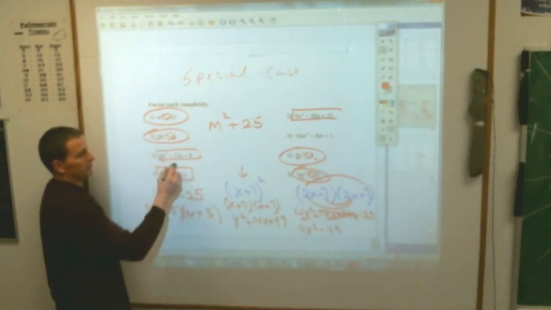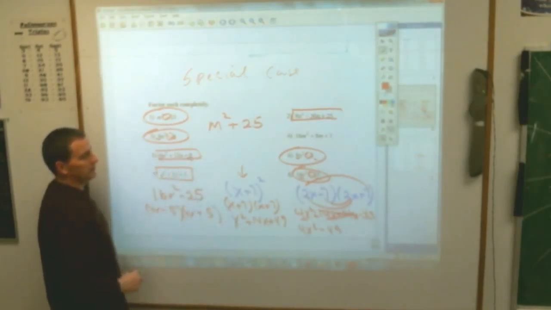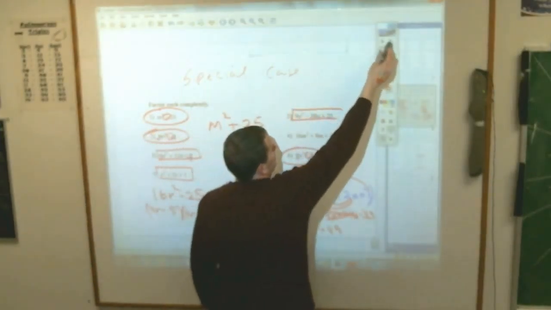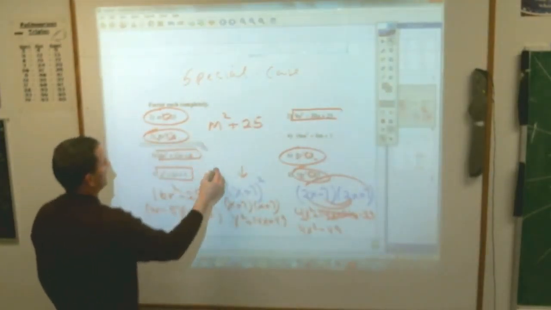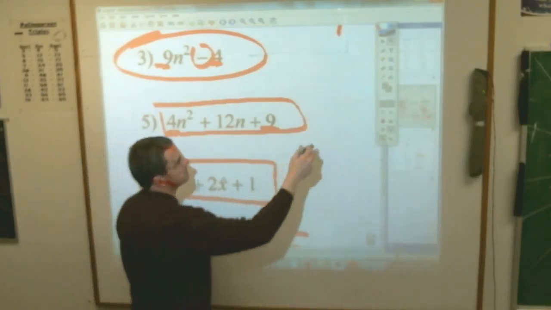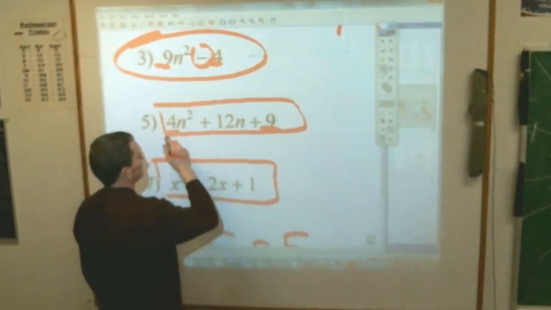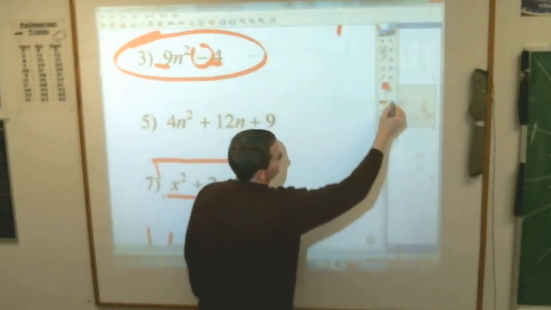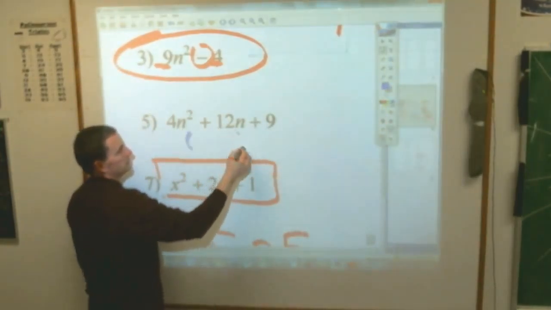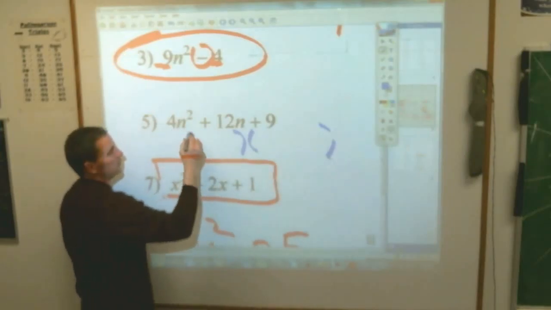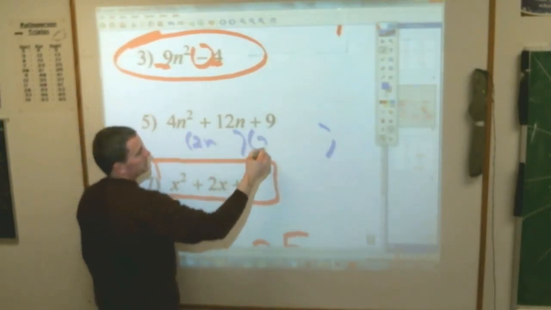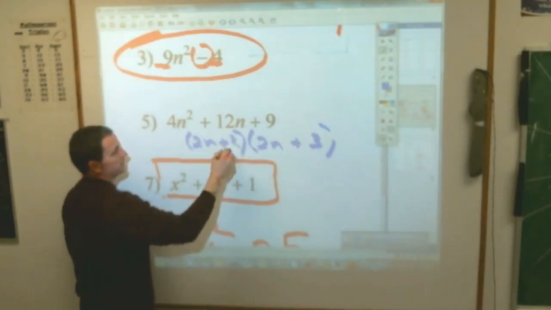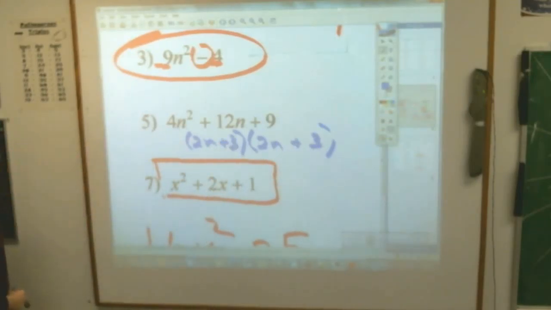If you end up with a perfect square here and a perfect square there, the first thing you should try when you factor it is, let me make it a little bigger for you. If I ran across that problem there, this is what I would try. I would try breaking it into two binomials and making one 2n plus 3 and 2n plus 3. Will that give you 12 in the middle?